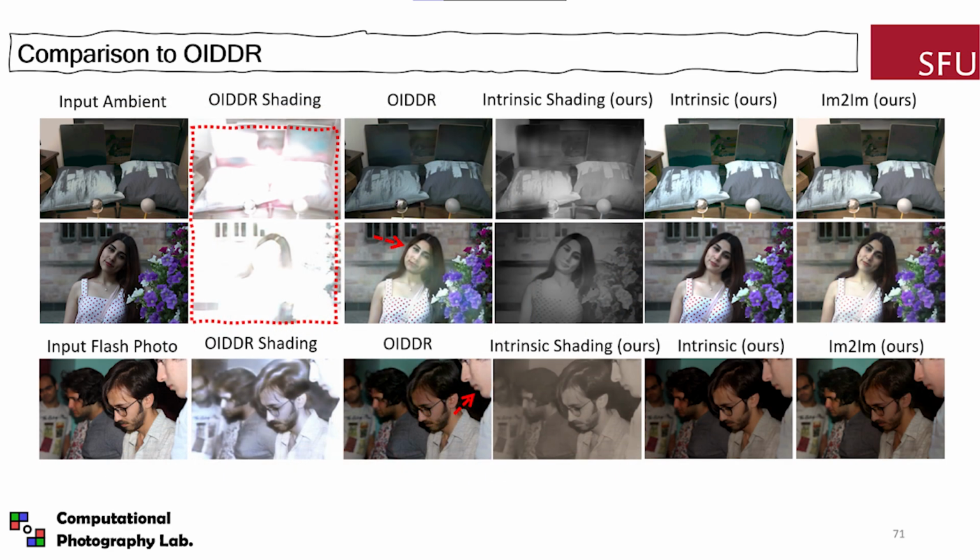OIDDR computes the albedo and shadings like our intrinsic method. However, we see that their shading fails to accurately capture the high magnitude flash shading and causes the flash illumination to leak into the albedo. We also see failure in the final estimations as seen in the second and third examples.